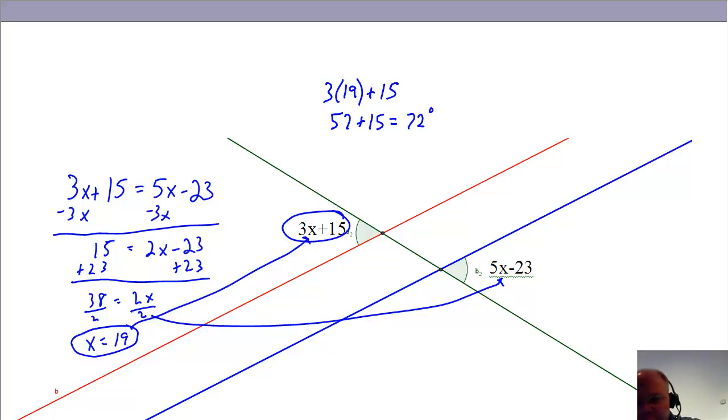Now I can also plug it into this one and say that that's equal to 5 times 19 minus 23, which would be 95 minus 23, which is equal to 72 degrees as well. So both of them are equal when I get x equals 19. That's how we can solve for alternate exterior angles if we're given algebraic expressions.